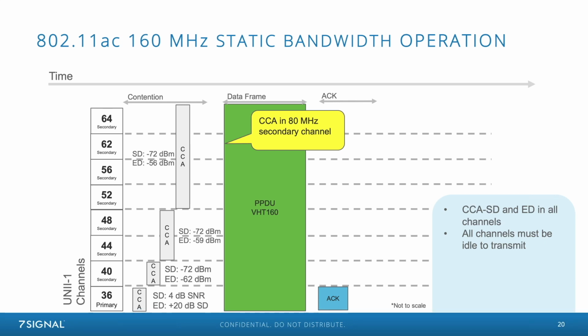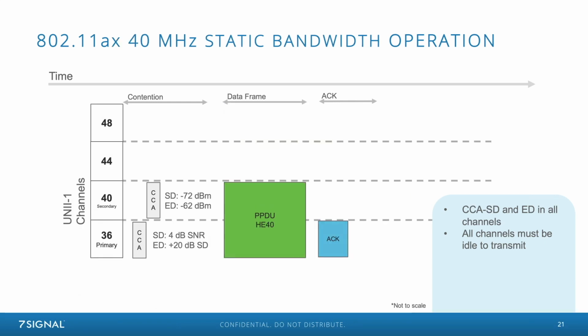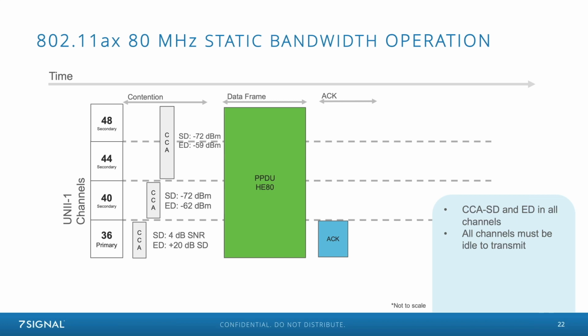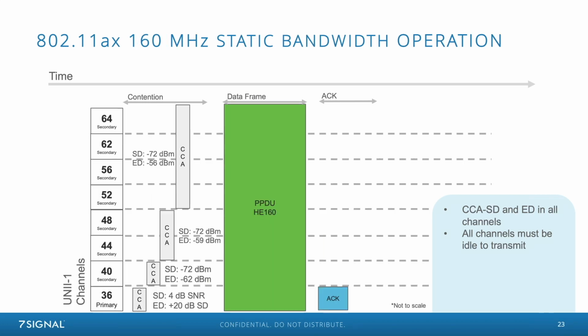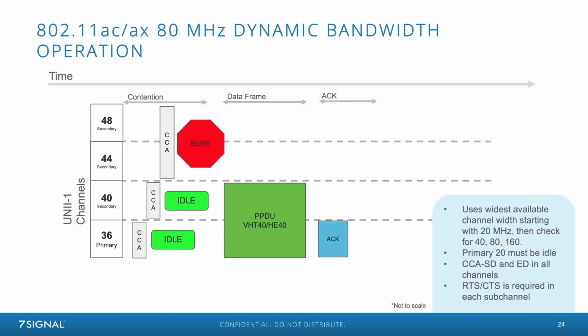Okay, let's look at 802.11ax, and the basics of the CCA are the same as 802.11ac with static bandwidth operation. Same thresholds in the secondary channels for 40, same thresholds for 80, and the same thresholds for 160. But the trick that 802.11ac and 802.11ax are also capable of is what's called dynamic bandwidth operation. And here's an example of what it can do in an 80 megahertz wide channel.